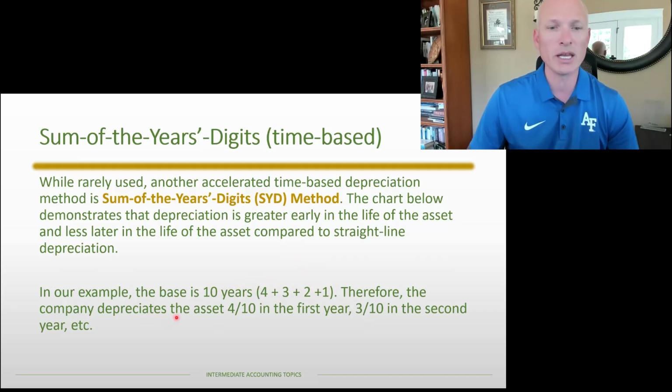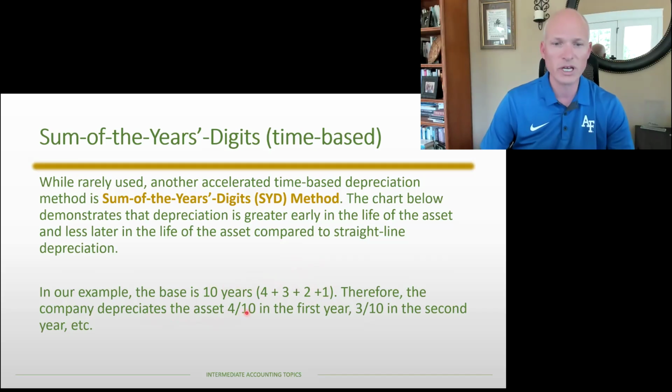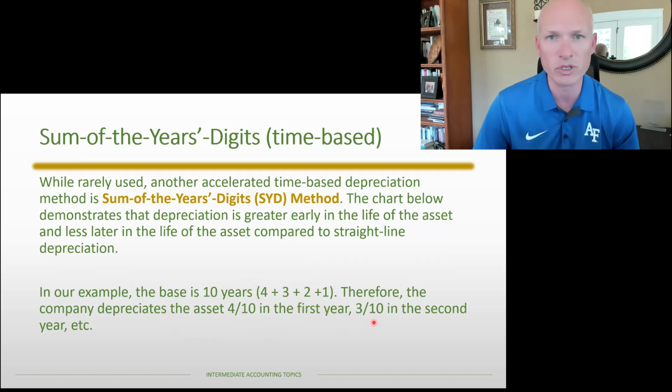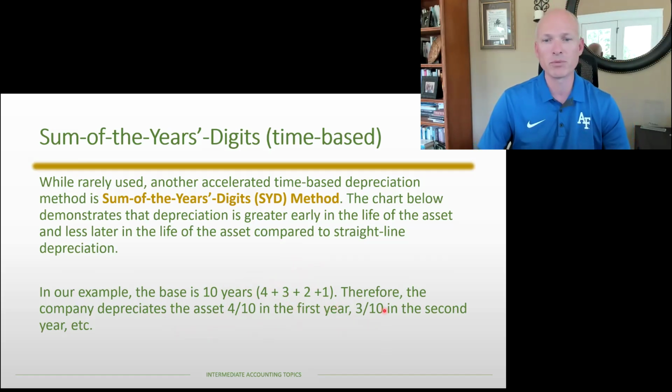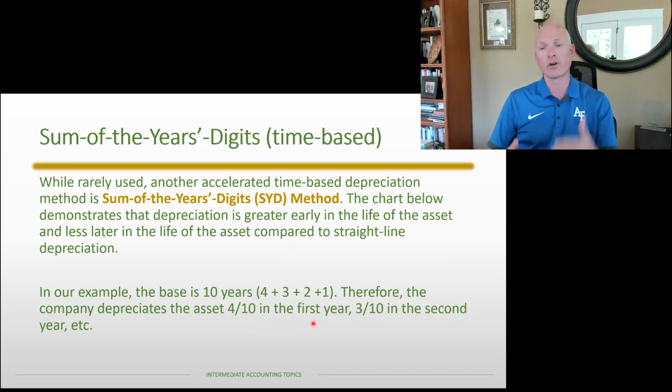And then you depreciate it basically in reverse order. So in the first year, it's 4/10, in the second year, 3/10, and then 2/10, and then 1/10. If it were 5 years, it'd be 5/15, then 4/15, then 3/15, and so on. So essentially, if I add this up, I'm going to end up with 100%. Because 4 plus 3 plus 2 plus 1 is going to get you exactly 10. So over the course of the 4 years, you will depreciate the asset 100% of whatever that base is, but it's just in the reverse order.